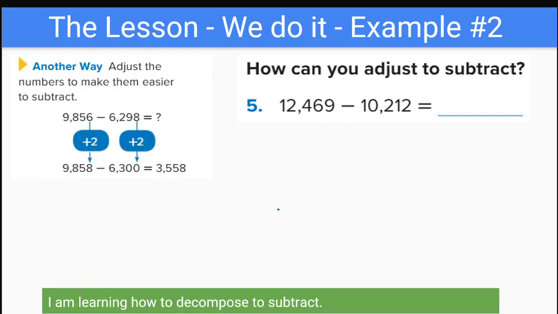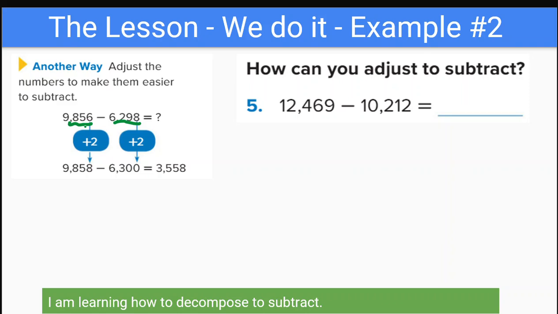Now they give you another technique right here, and it's called, can you adjust a number to subtract? Well, okay, sometimes it makes it easier for you to adjust a number and so you can see it better. And so in this case right here, they said, gee, taking away 6,298 is kind of difficult. But what if it was 6,300? That would be easier, wouldn't it? Well, all you have to do is add 2 to this number to get that. But if you add 2 to this number, you have to add 2 to this number.